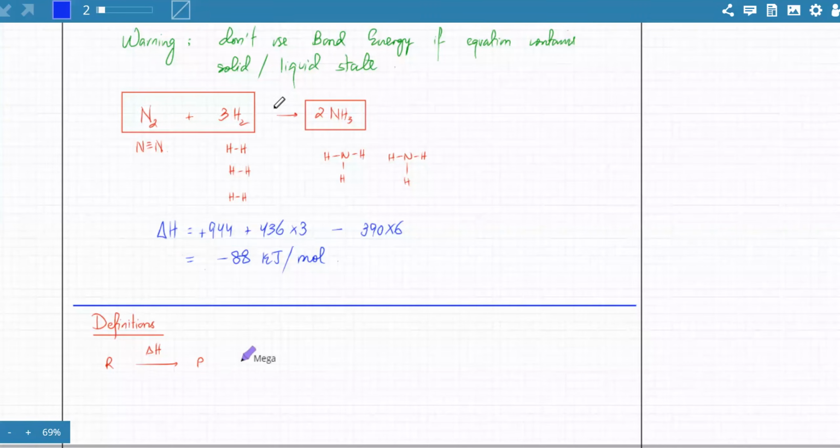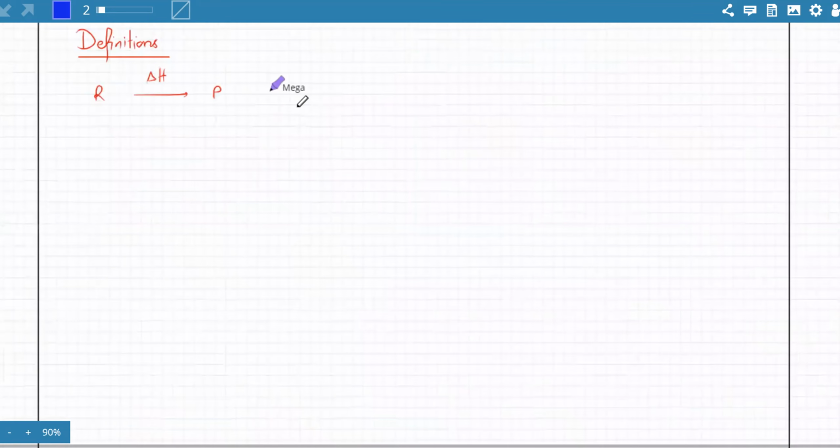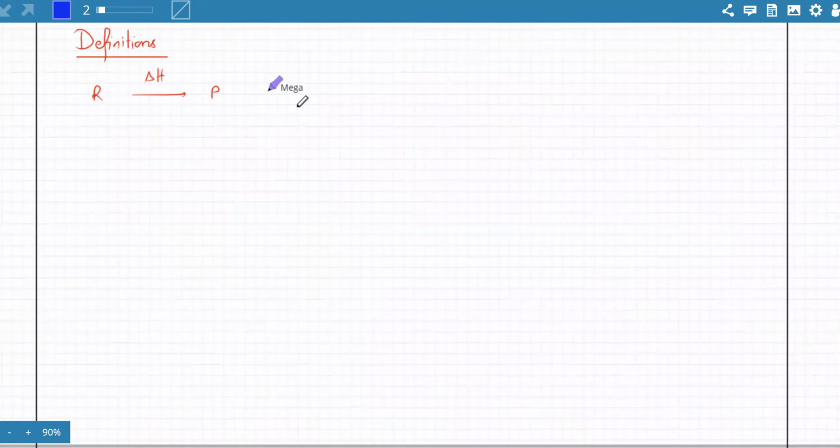For example, if there's this reaction going on and it has a particular energy change which is minus 88, I'm going to label this energy change so that if I want to communicate it with someone, I don't have to write the whole equation and explain to them that this is the energy change associated with this particular reaction. By assigning labels, the communication becomes a lot easier. So which is why enthalpy changes are going to be labeled from now on.